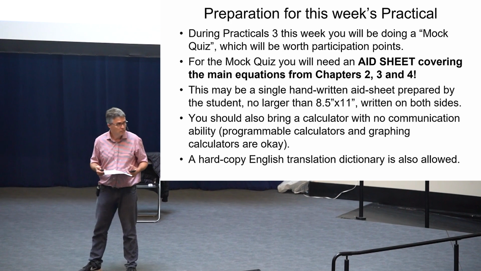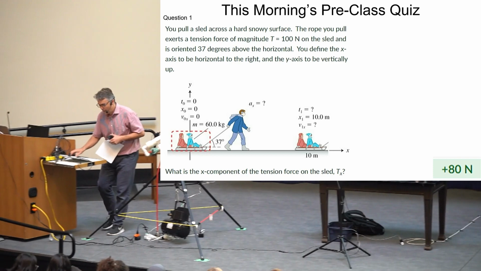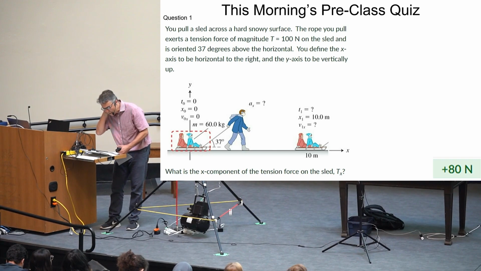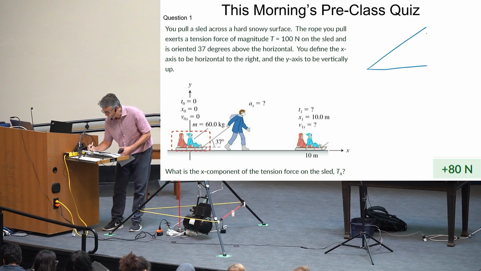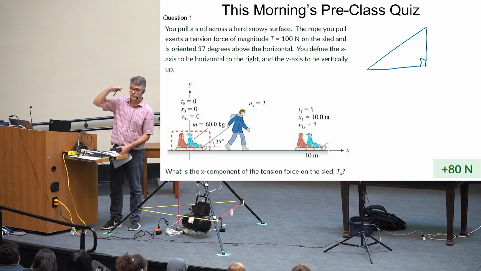Good question. This was on this morning's pre-class quiz, but I just wanted you to get used to splitting forces into their components. In this situation, y is up and x is the direction that the sled is sliding. So there's a diagonal force. If you're going to set up Newton's second law, there's going to be Newton's second law in the y direction and Newton's second law in the x direction.